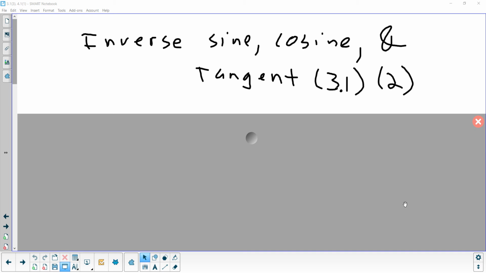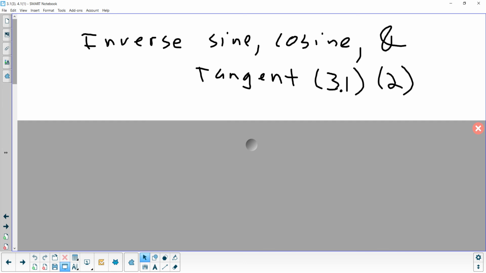All right, so today we're going to continue looking at section 3.1. We're still going to look at some stuff with the inverse sine, cosine, and tangent. We're not really going to do inverse secant, cosecant, or cotangent today. We're just going to stick with these three.